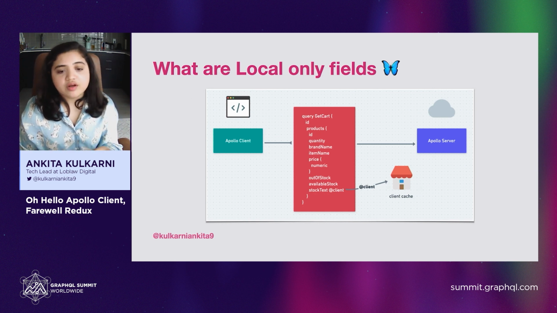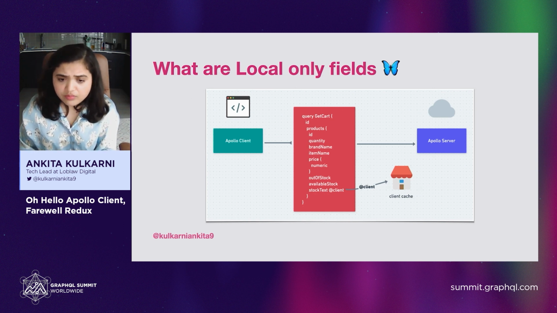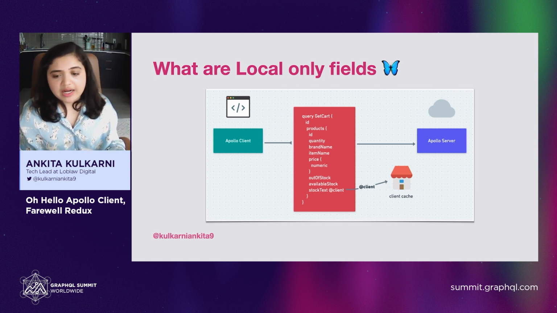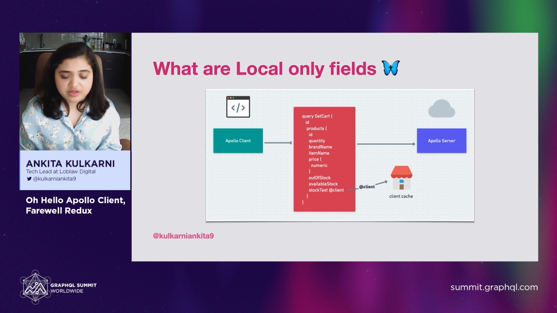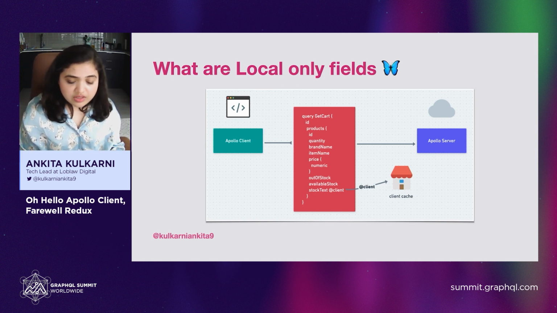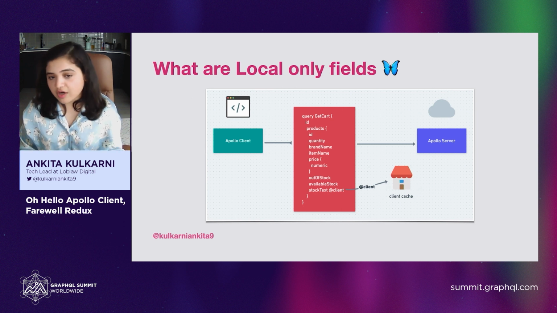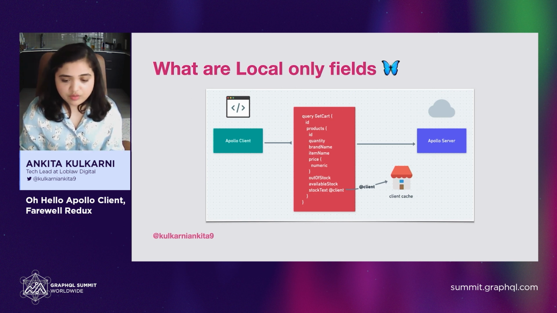If you notice, most of it is going to go to the server. But at the bottom there is something called stockText, and it has an @client directive. Because of @client, it's not going to go to the server to fetch that information. It's going to go to the client cache on the front end itself. A single query can include both local-only fields and fields that are fetched from a GraphQL server, like we saw in this example.